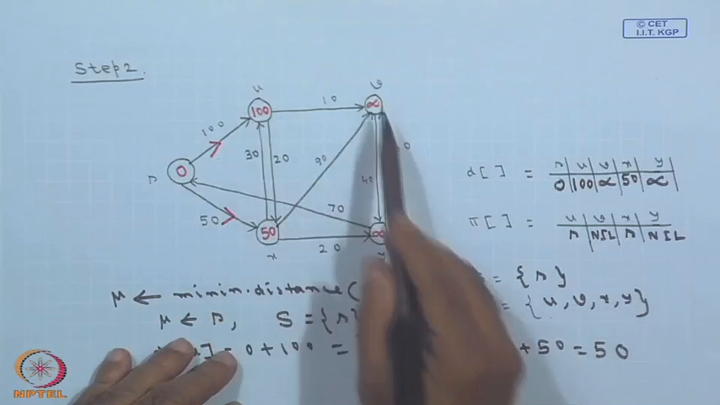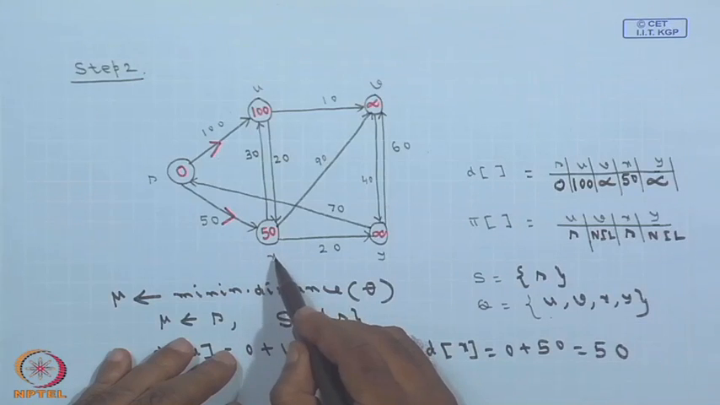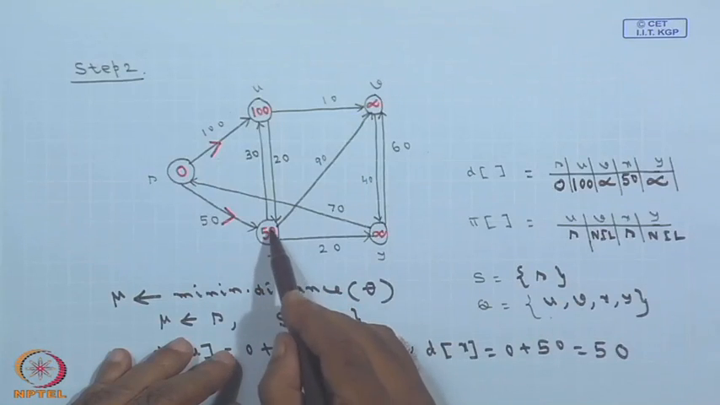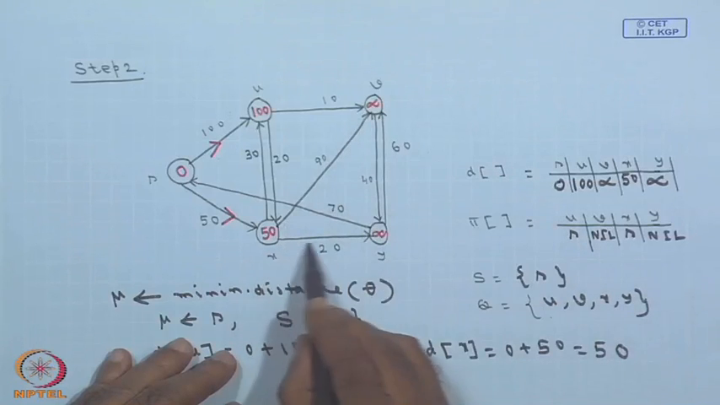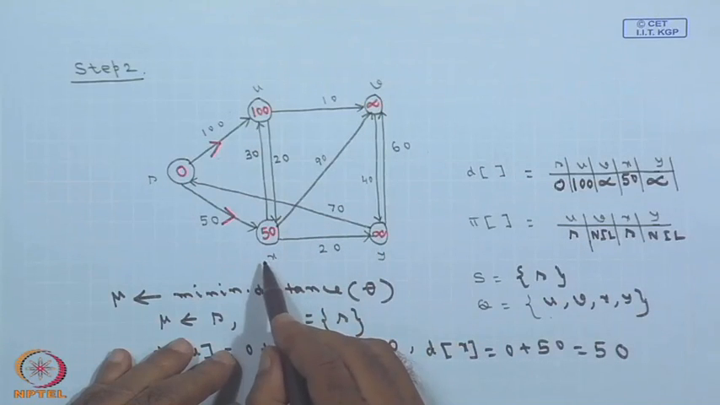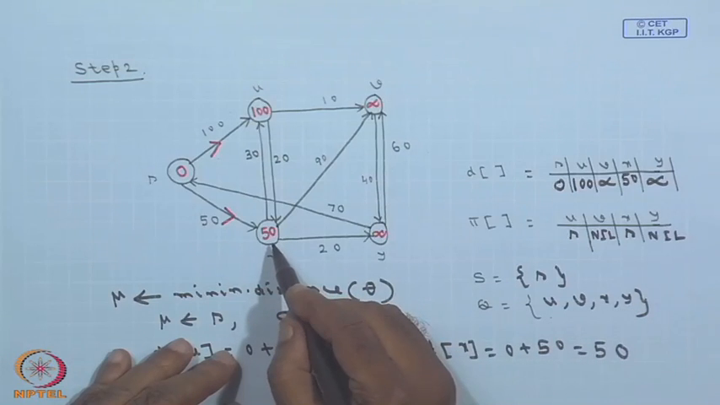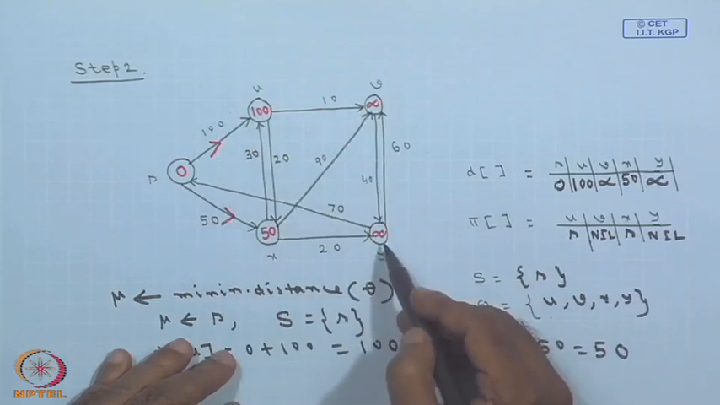So, among the vertices u, v, x and y, if you see, the vertex x has the minimum value, that is 50. What are the neighbors? One arrow is to u, one arrow is to v, another arrow is to y. So, from the remaining vertices u, v, x, y, we find the minimum distance is for the vertex x, that is 50, and the adjacent vertices of x are u, v and y.